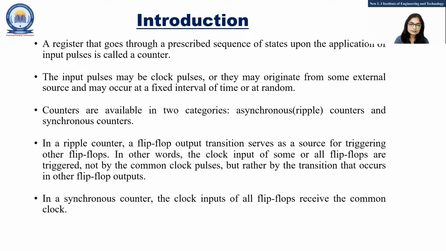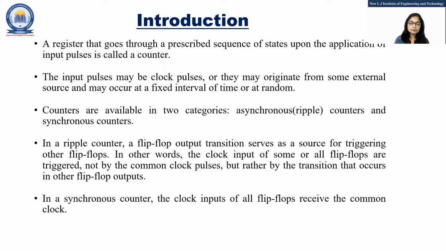A register that goes through a prescribed sequence of states upon the application of input pulses is called a counter. So a register basically uses a number of flip-flops. So in a counter, we are using flip-flops. The input pulses may be a clock pulse or some external input, and that of fixed interval of time or at random time.